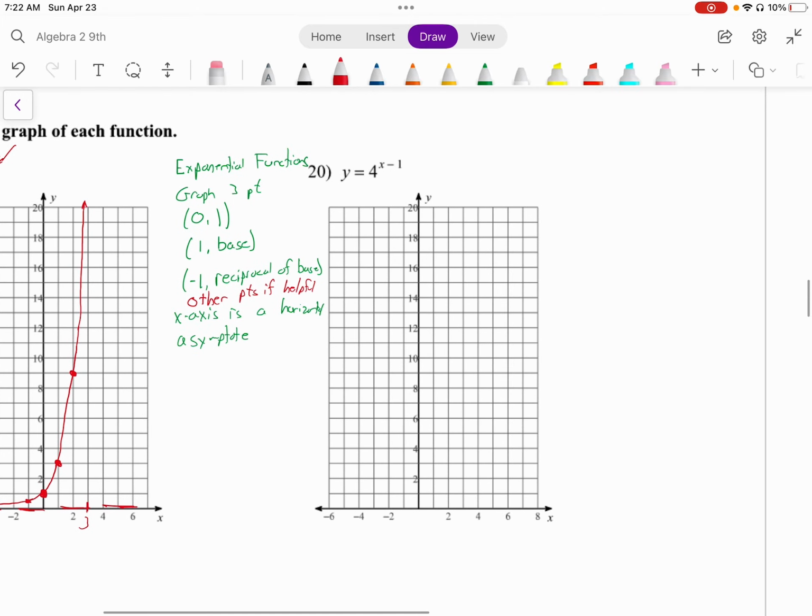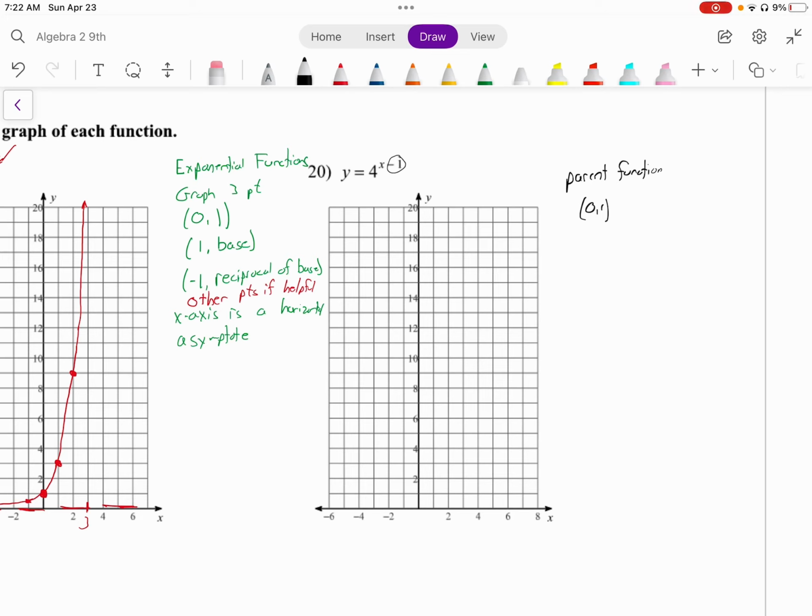All right, number 20. Our points are 0, 1, and this is just for the parent function. This has this -1 here, which we'll have to work with after we graph our parent function. So if you remember, we're going to do this in 2 parts. We'll do the parent function, and then we'll move it around to find the actual graph of the function that we have here.